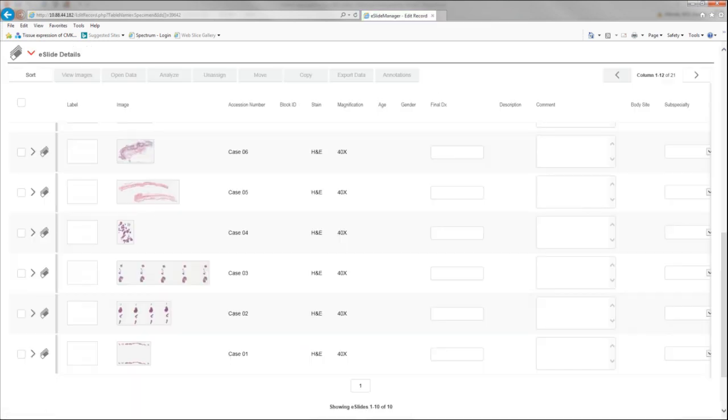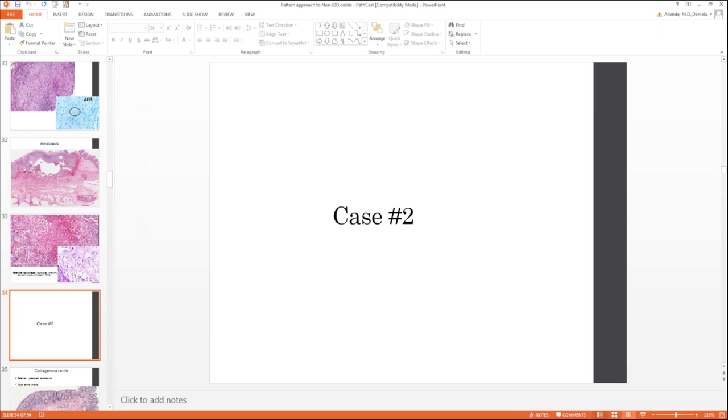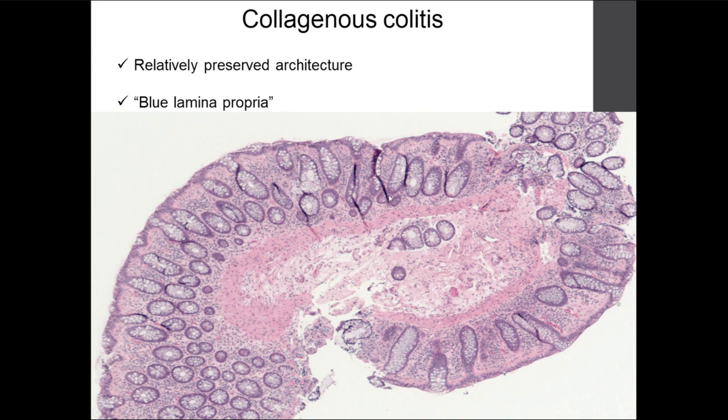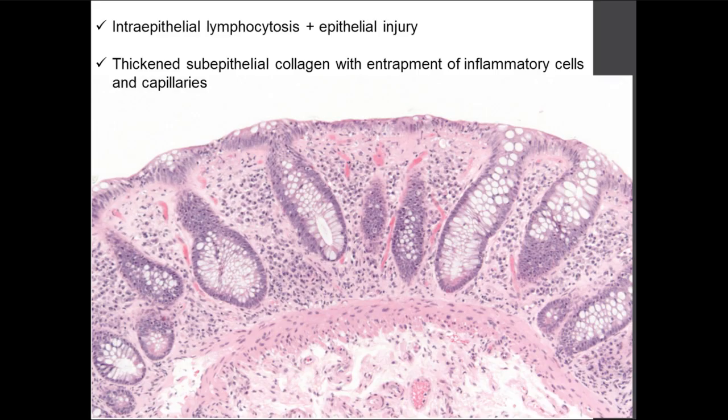So going back to our discussion, this was a case of collagenous colitis. We mentioned that the architecture in these cases is pretty intact, but one of the key features, because it's a colitis, is the blue lamina propria. There's intraepithelial lymphocytosis, like we see here, as well as epithelial injury on the surface. What defines this particular entity is the subepithelial collagen thickening with entrapment of capillaries and inflammatory cells.